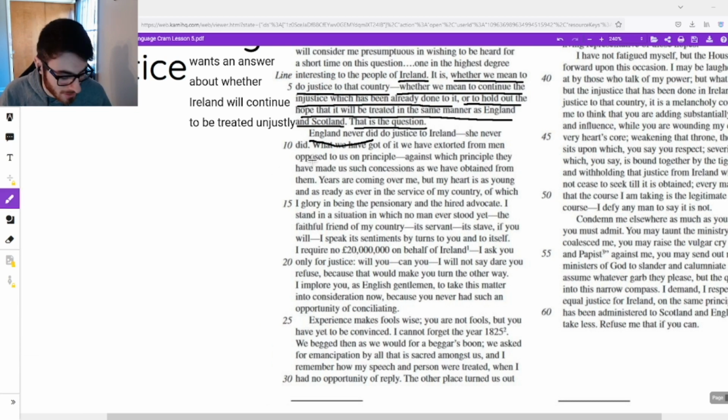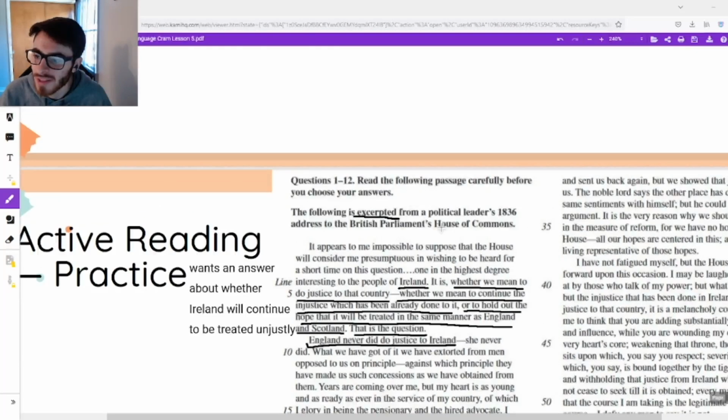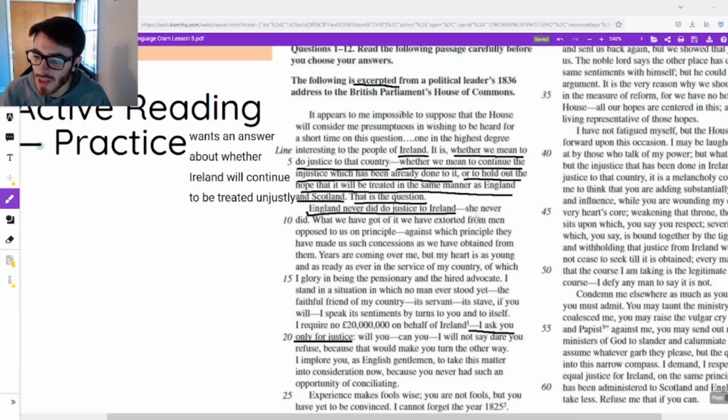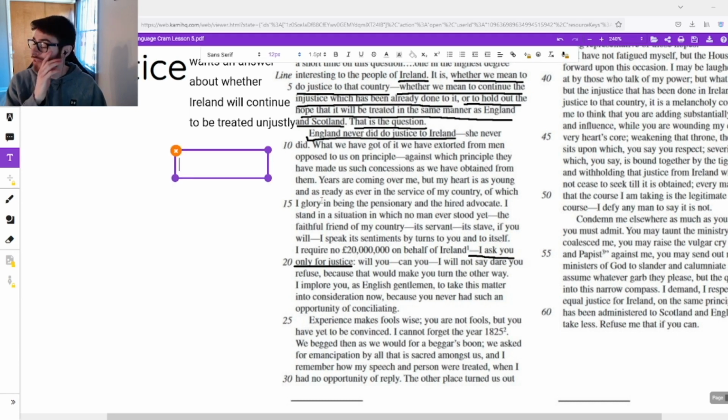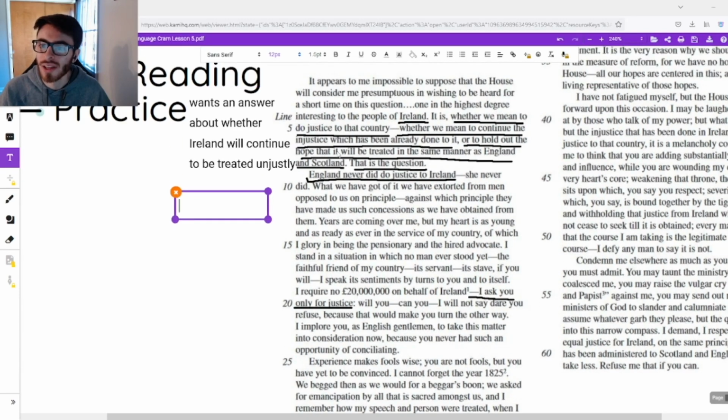Okay, what's the main point here? Well, England never did do justice to Ireland. And now he is essentially asking for justice. It said earlier he's addressing the British Parliament's House of Commons. So he is asking for Britain to give justice to Ireland. That's the main point here, right? And how does this relate to the previous paragraph? Well, he's declaring his side here, right? He's saying this is my side, and he's saying please answer the question the way I'm asking you to answer it. Please do the right thing.